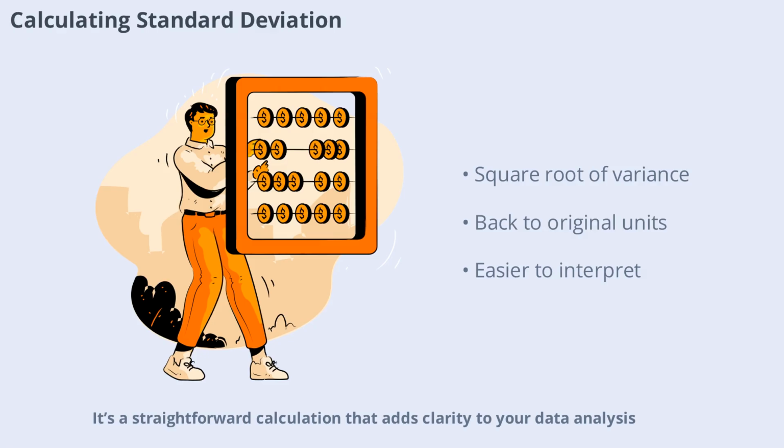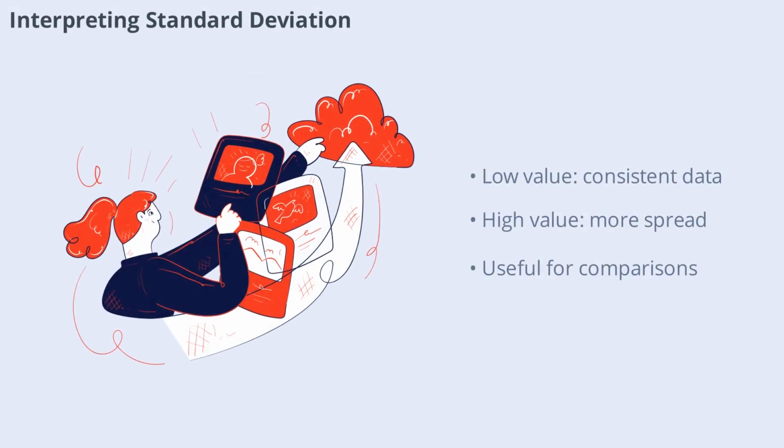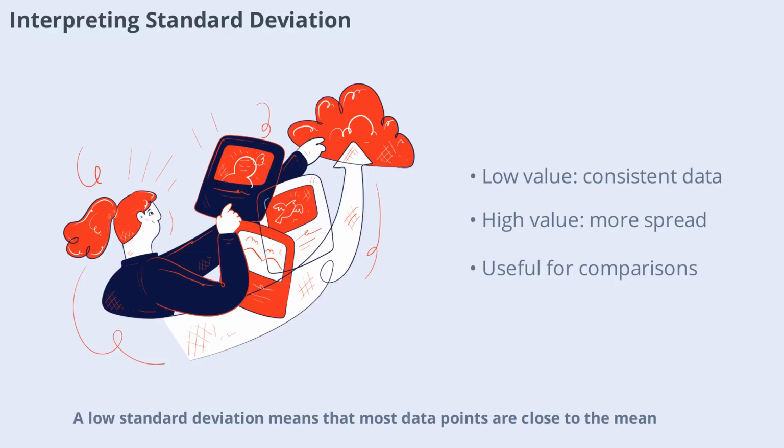It's a straightforward calculation that adds clarity to your data analysis. Low standard deviation means that most data points are close to the mean, indicating consistency. A high standard deviation suggests that the data points are more spread out, showing greater variability. This makes standard deviation a valuable tool for comparing different data sets or understanding the reliability of your data. It's widely used in fields like finance, science, and quality control.